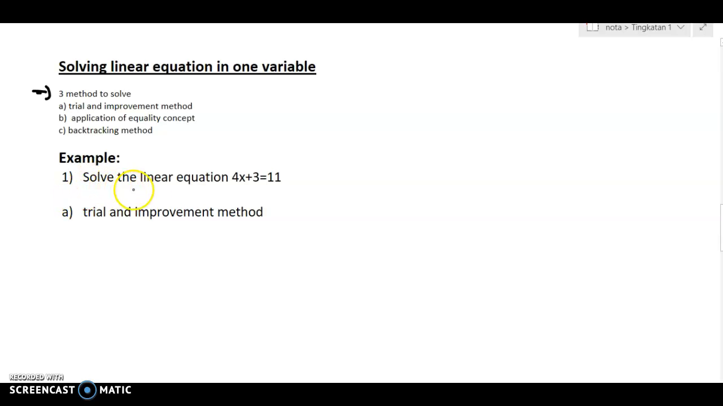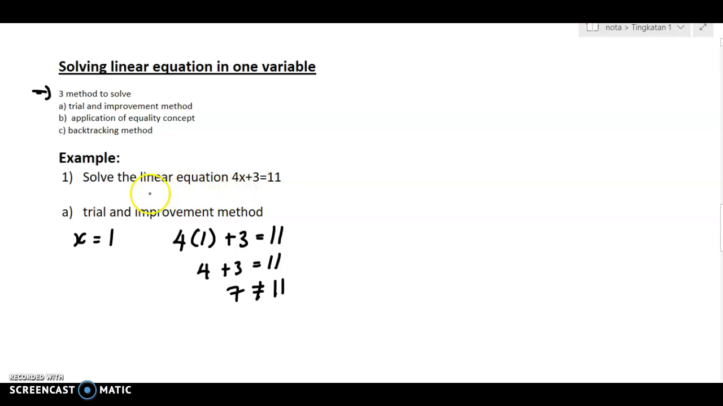Now, for example, solve the linear equation 4x plus 3 equal to 11 using the trial and improvement method. How do we use the trial and improvement method? The first thing is we try to guess what the number for x is. For example, I try x equal to 1. I replace the value of x here with the number 1. 4 times x plus 3 equal to 11. So 4 times 1 will be 4, plus 3 equal to 11. So 4 plus 3 will be 7. So 7 is not equal to 11. So we say that 1 is not the value of x.